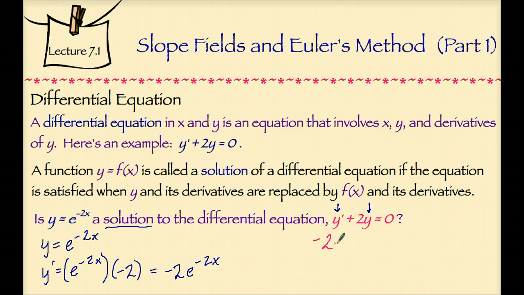y prime, negative 2 e to the negative 2x, plus 2 times our original function, e to the negative 2x. And of course the question is, does that equal 0? You can see, of course, that it does equal 0, which means then that y equals e to the negative 2x is indeed a solution to this differential equation.